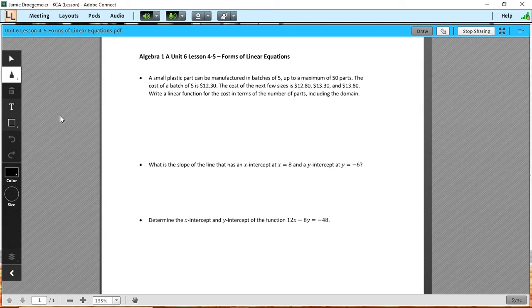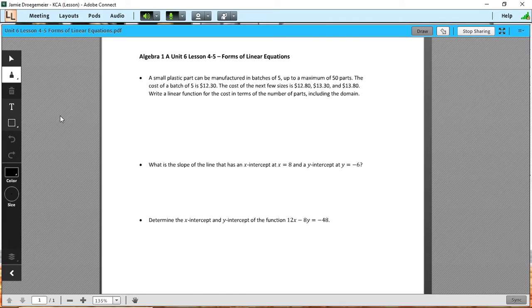Today we are working in Unit 6, Lessons 4 and 5, Forms of Linear Equations. So again, talking about these linear equations, linear functions, and working through how we can use different forms, how we can find different information using them. So let's jump in here.